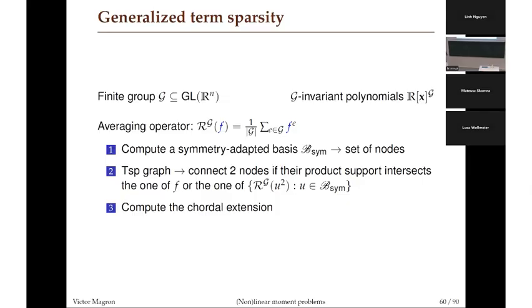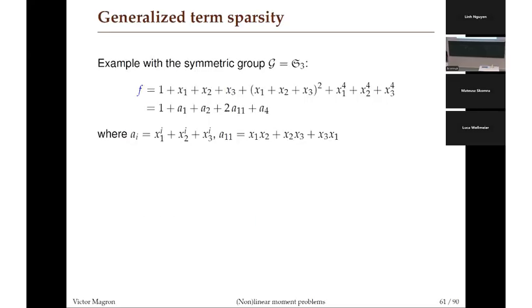You have several terms when you do this averaging, because you obtain polynomials at the end, not necessarily monomials. And also when you do a product between nodes, you have polynomials. So you need to check that these 2 polynomials have some common support. As soon as you have some common support, you connect the edges. And then it's exactly the same as for the usual term sparsity algorithm. So you compute the kernel extension and you start again until it converges. So let me show you an example.